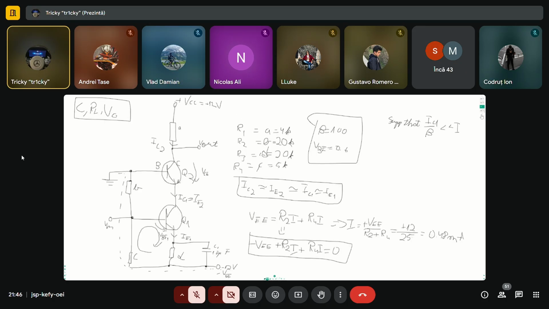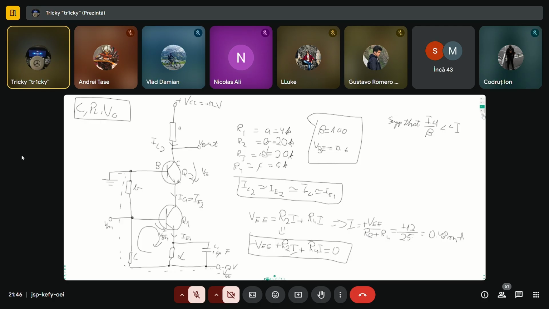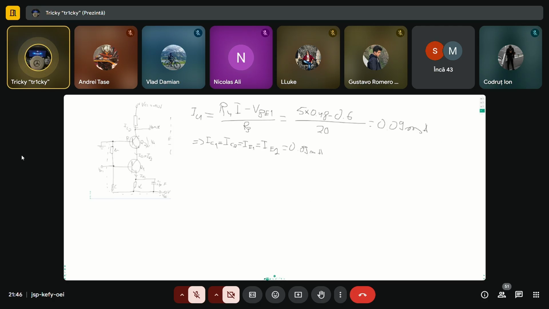Actually, did I R3 20K? Yeah, it's good. Yeah, nice. Okay, what do we still need to find? Oh, we need to find, of course, the potential between the collector and the emitter for each one. So let's see. What loop can we take here so we can find VCE1? This is VCE1.